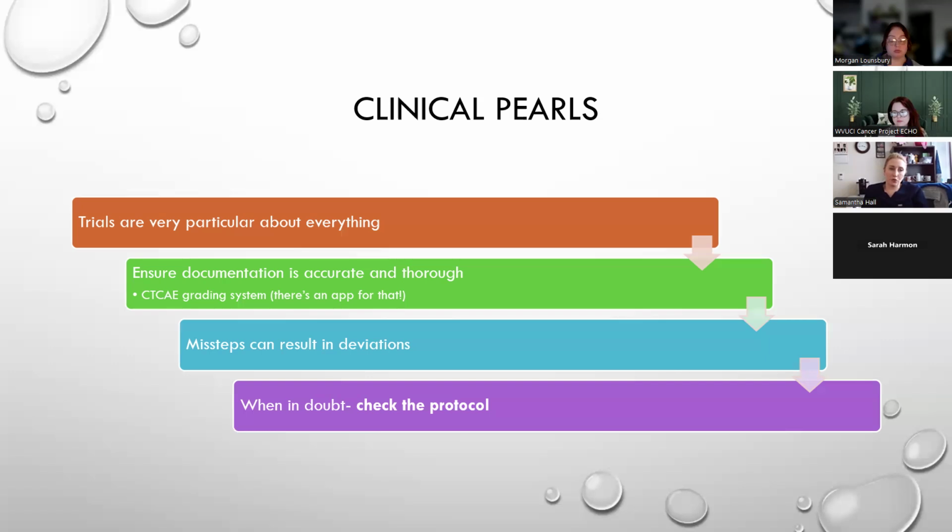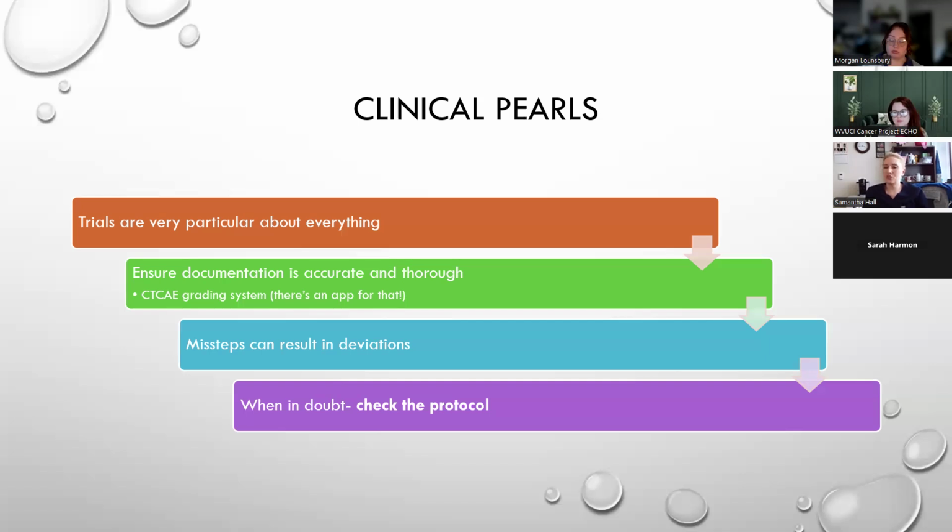Missteps whenever you are documenting things or whenever you're doing things. If you just sort of decide to do what you want to do and not what the trial says, those result in deviations, which is a lot of paperwork, but also it doesn't necessarily look great on us as providers or as an institution that you're not following the clinical trial, because there's a reason that we do things the way that we do with trials.